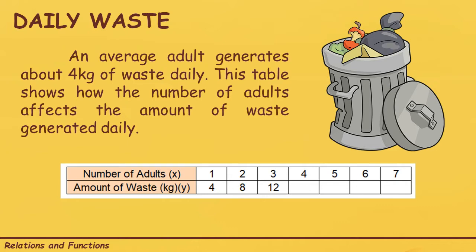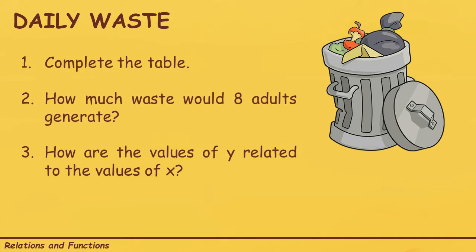So, kung makikita natin dito sa table, meron tayong number of adults represented by X, amount of waste in kilograms represented in Y. So, kung meron tayong 1 adult, we have 4 kilograms of waste. 2 adults, 8 kilograms of waste. 3 adults, 12 kilograms of waste. At blanco ang waste or amount of waste in kilograms sa 4, 5, 6, and 7. So maybe we are going to complete this table. Okay, so, ayun na nga. We are going to complete the table.